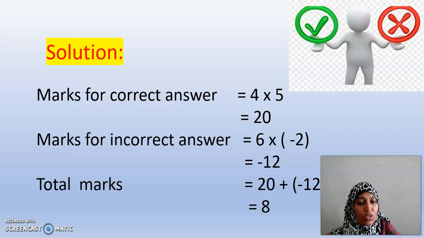So, 20 minus 12 is equal to plus 8. 20 is the bigger number, so he gets 8 marks. By writing only correct answers, he would get 20 marks. But after writing wrong answers, he lost 12 marks and gets only 8 marks. What a pathetic situation for Mohan, isn't it, my dear children?